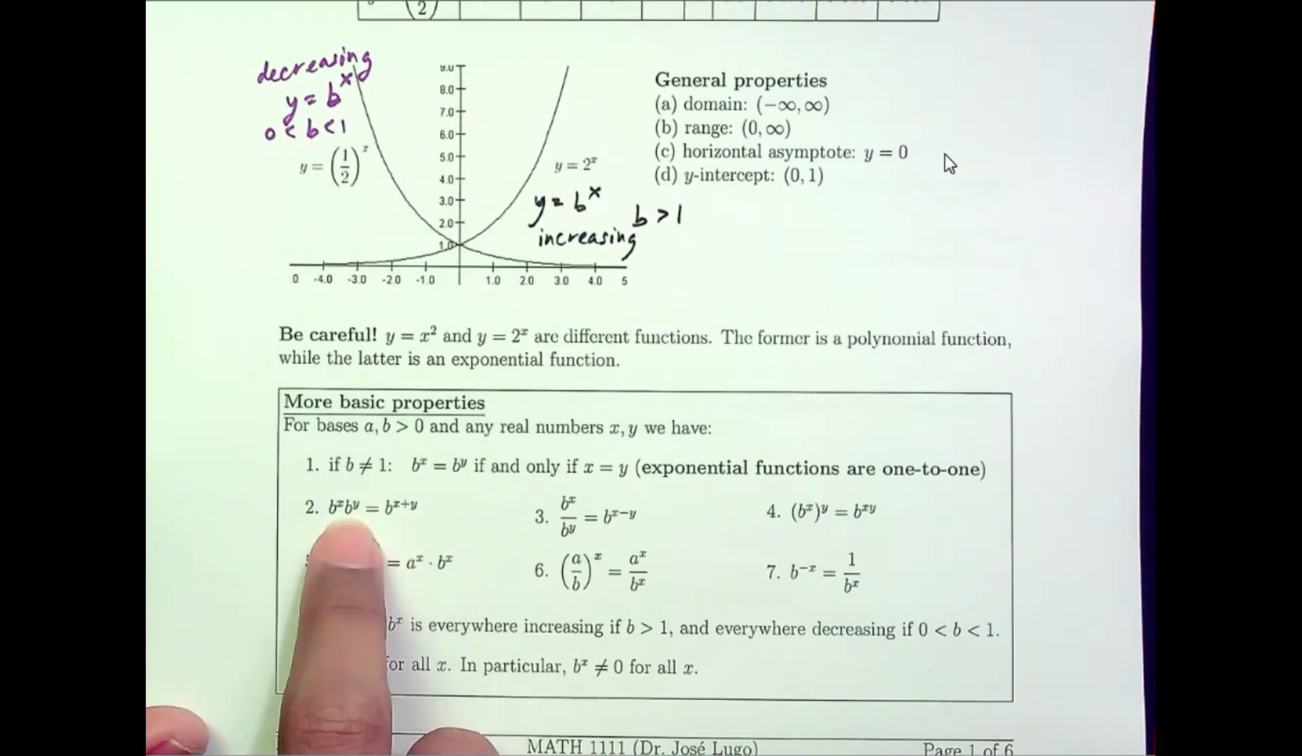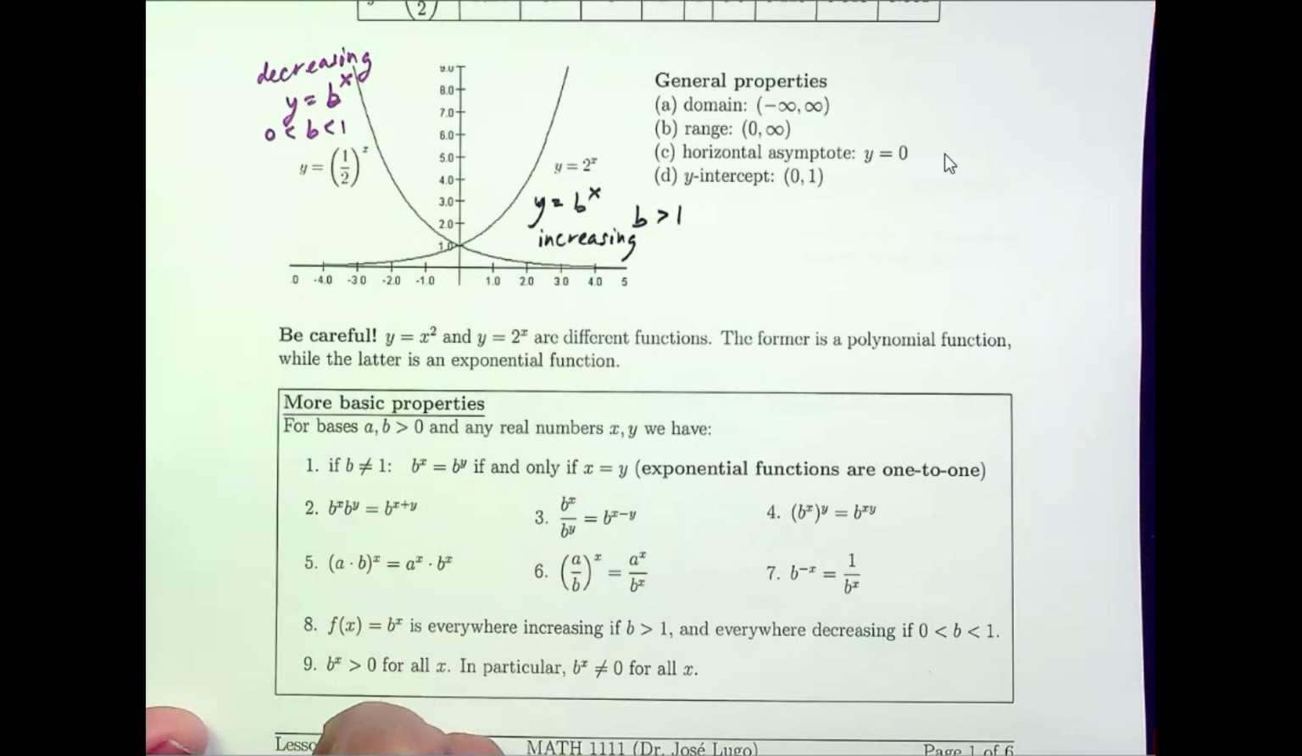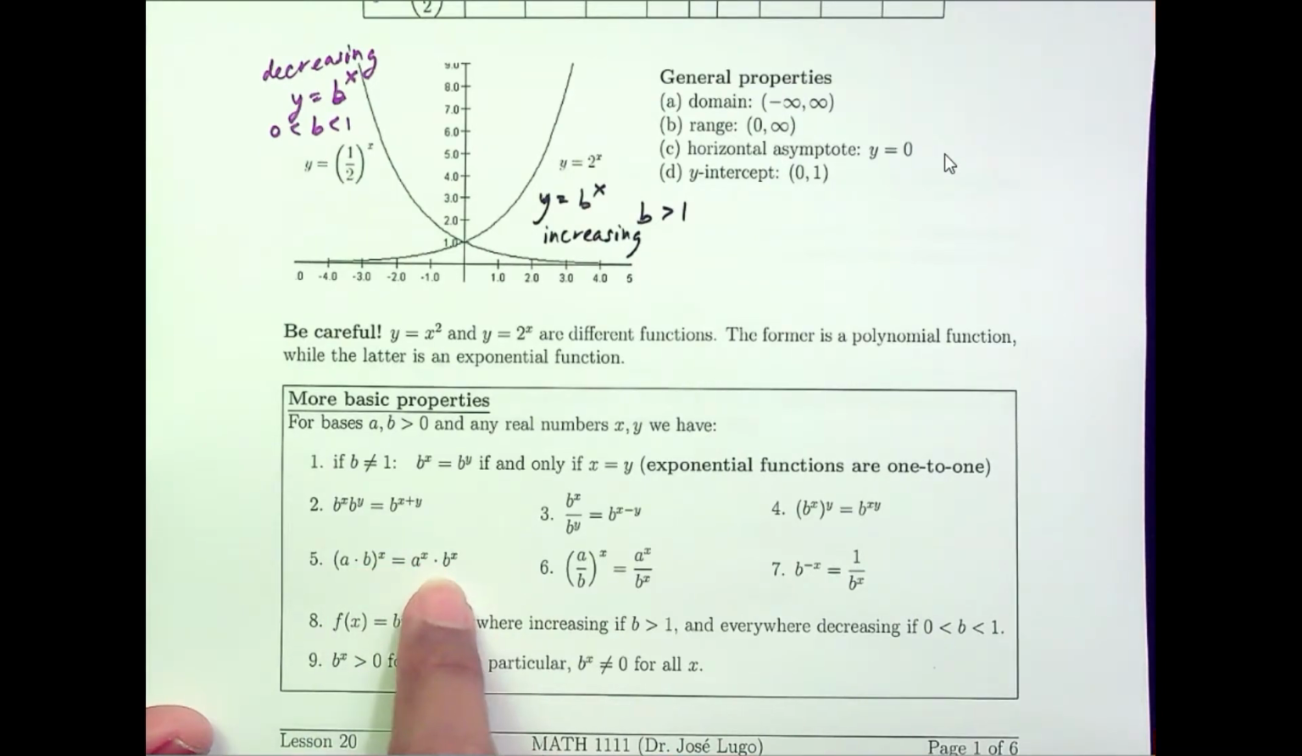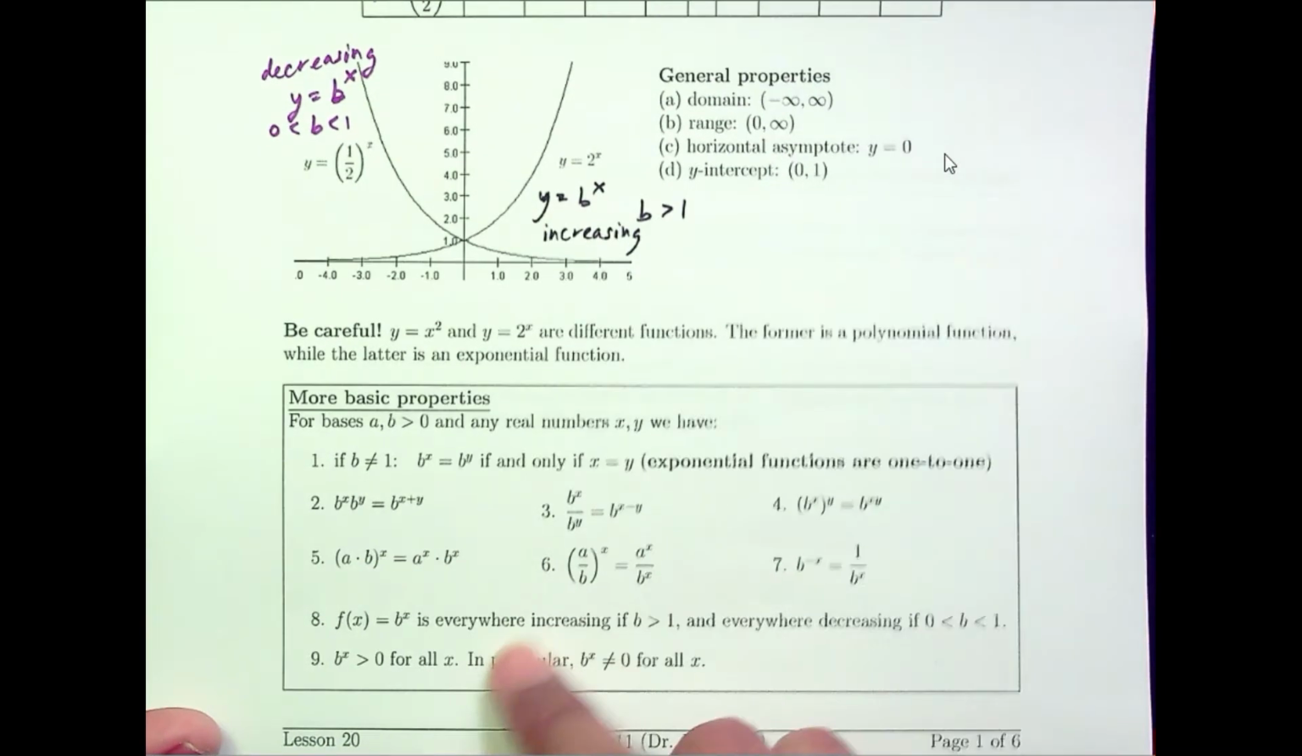If the bases are not the same, then you cannot do anything, unless the exponents are the same. And in that case, you can just combine them like that. So if you have two bases being multiplied and you have an exponent, you can distribute that exponent like that. These are rules that we knew from before.